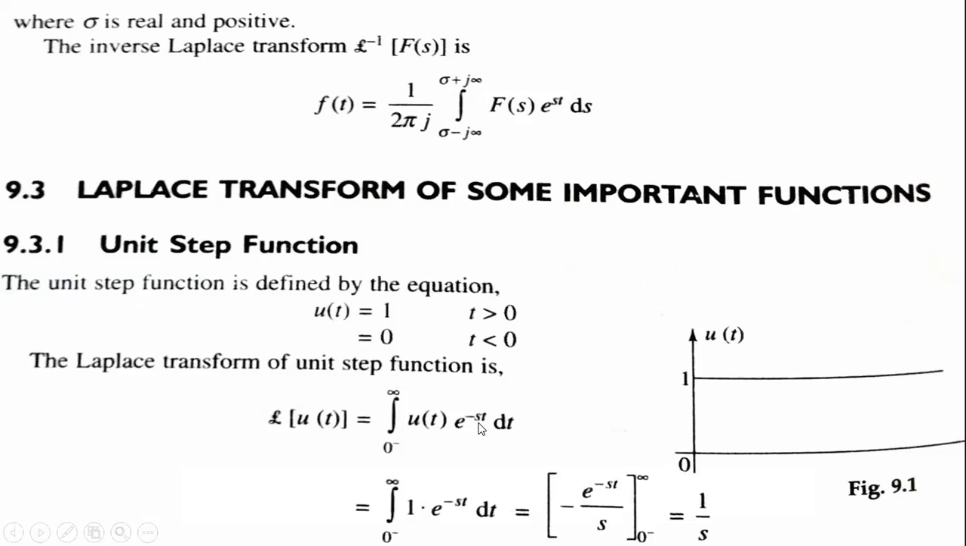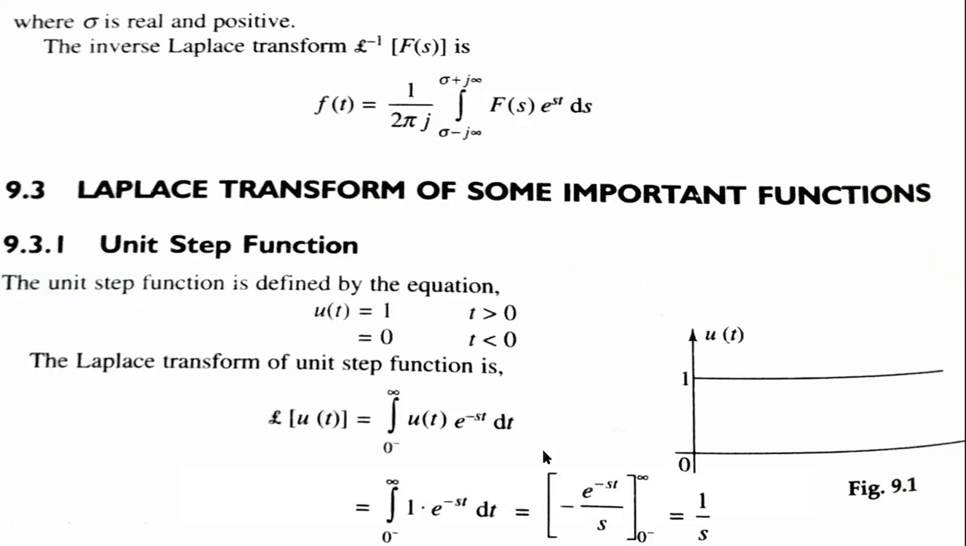Likewise, you can substitute the value of u of t. When t is greater than 0, we can substitute the value of u of t as 1. E raised to the power minus st will be as it is, the dt will be as it is, and then apply the limit to the integral of 1 times e raised to the power minus st dt.